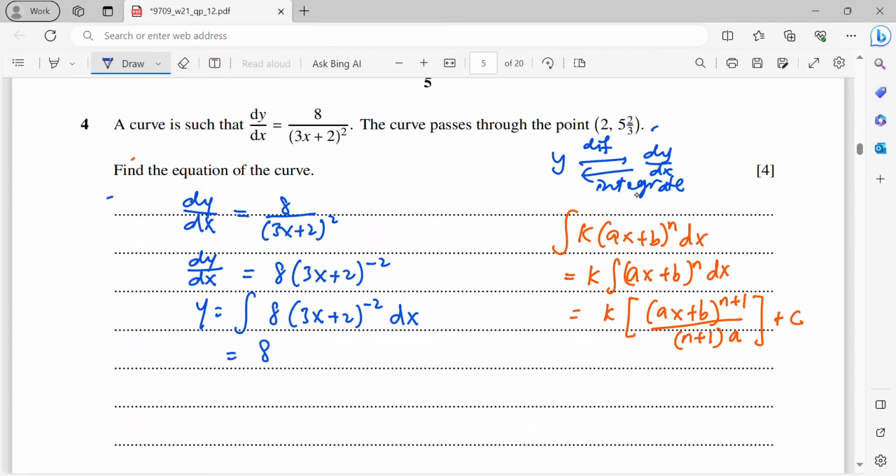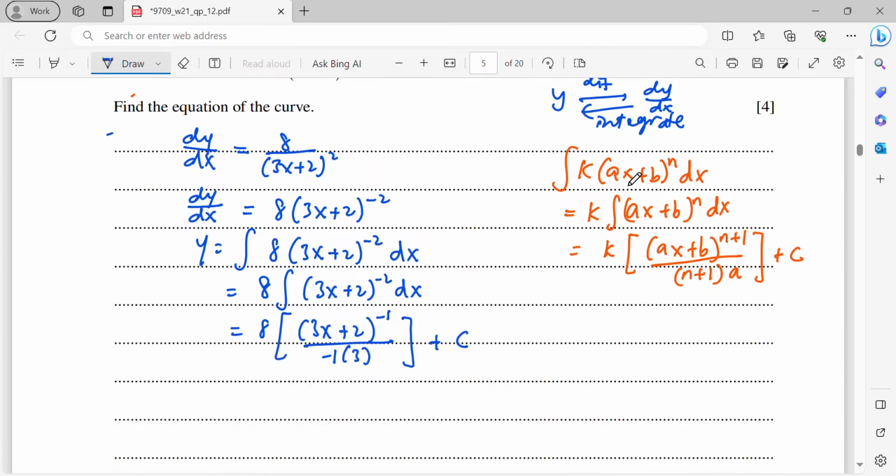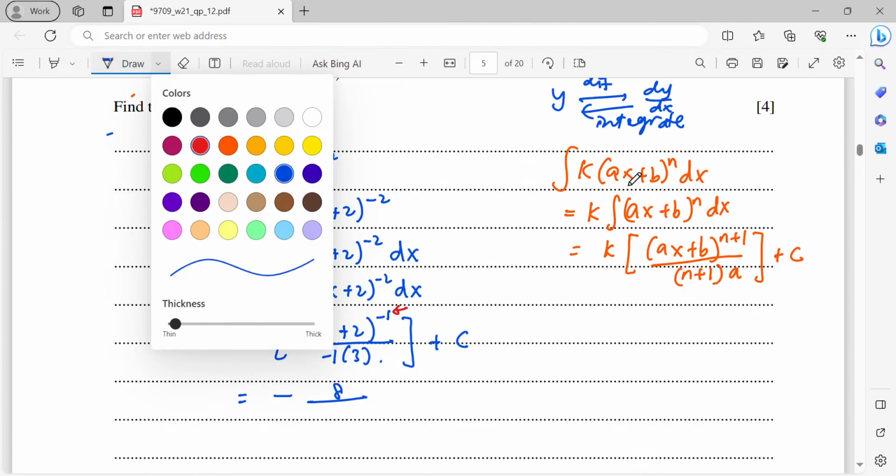Okay, so now I will factorize the 8, and then I will get (3x plus 2) to the power of negative 2 dx. And when we integrate, we rewrite the whole function, and the degree from minus 2 you change to minus 1 because you plus 1. So minus 2 plus 1 is minus 1. Then over minus 1, and differentiate 3x plus 2 is going to be 3. Then plus c. Okay, so now simplify first. So the denominator is minus 3, so I will combine with the 8, means that it will be minus 8 over, now because of the degree of negative 1 here, I will just move it down. So it will be over 3x plus 2.